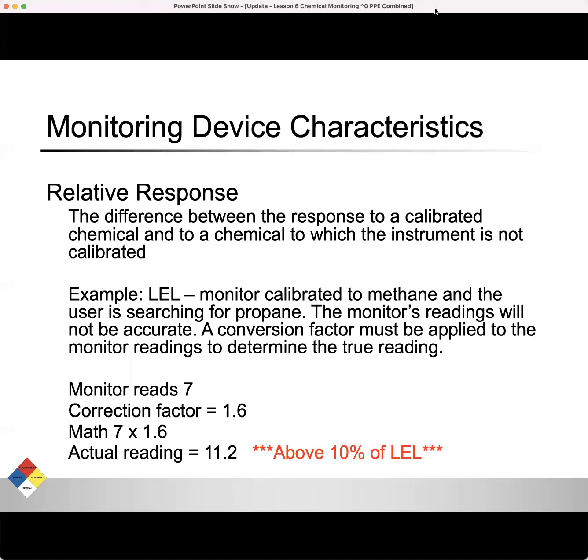So, for example, your combustible gas monitor is reading 7. That's for methane, and you're looking for propane. The correction factor, let's just say, is 1.6. Let's do some math. Take 7, multiply it by 1.6. The actual reading is 11.2, which is above 10% of the lower explosive limit. That means we're getting closer to the lower explosive limit.